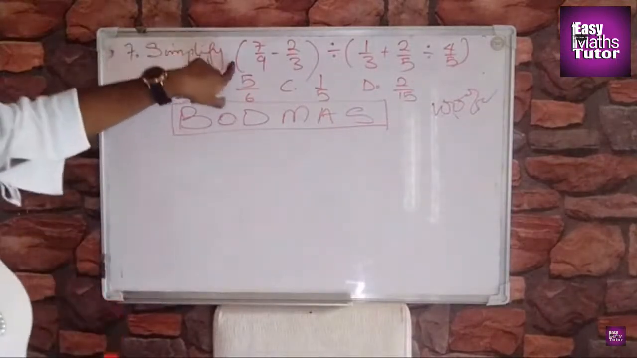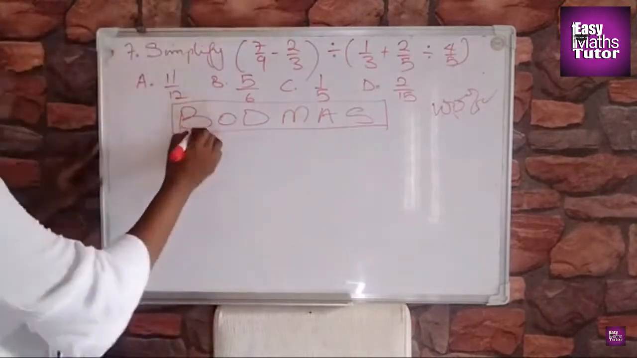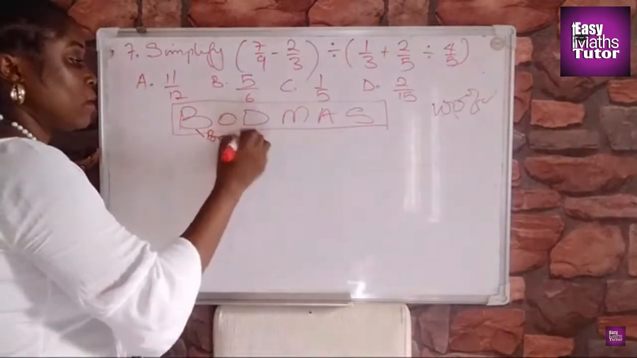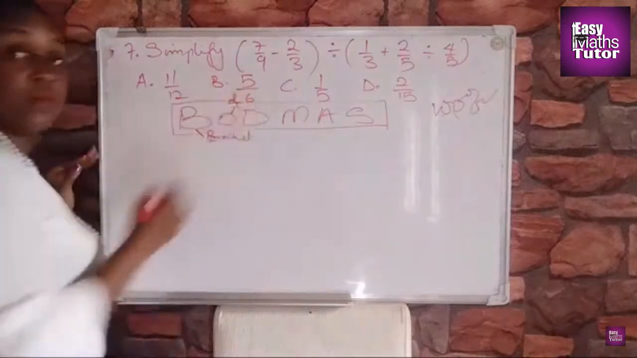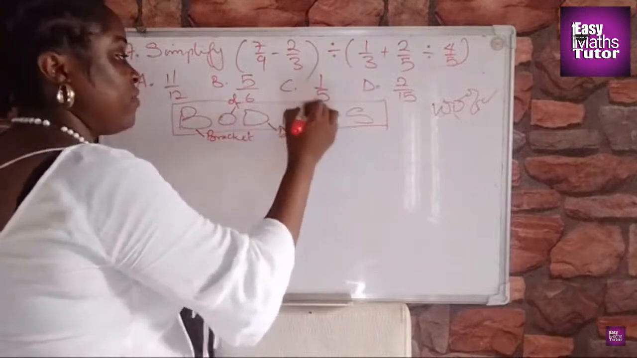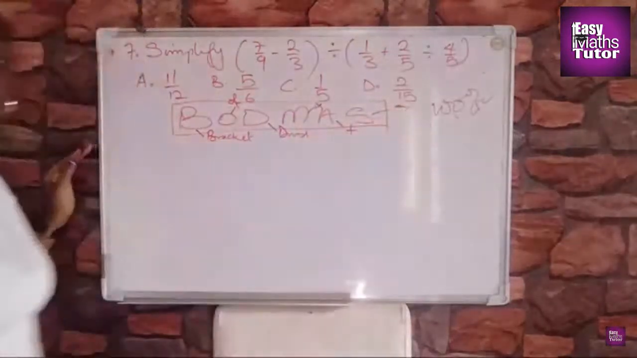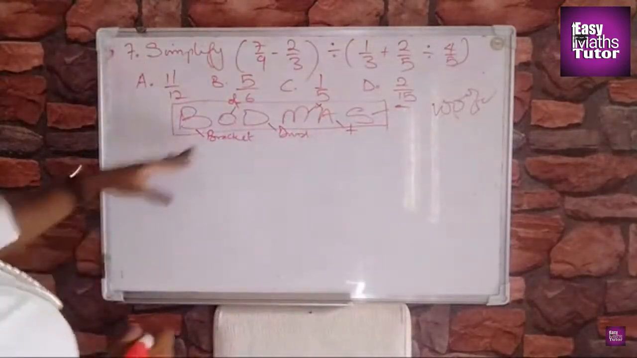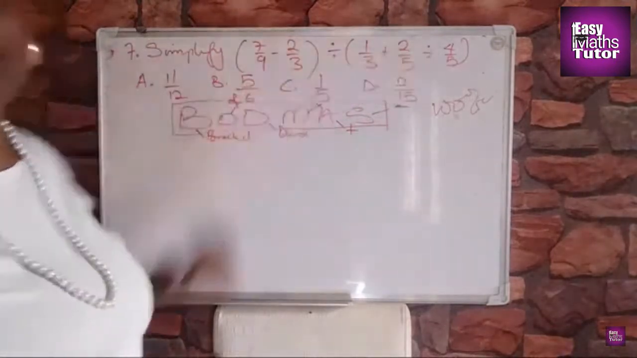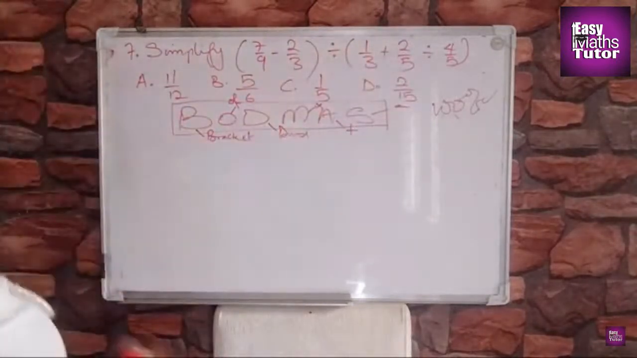Looking at these functions and operations, we're going to solve what's in the bracket first, because the B in BODMAS stands for bracket, O stands for of, D stands for divide, M stands for multiply, A stands for plus, S stands for minus. All right? So we're going to do the bracket first, followed by the division, then the plus. Then we're going to do the subtraction.